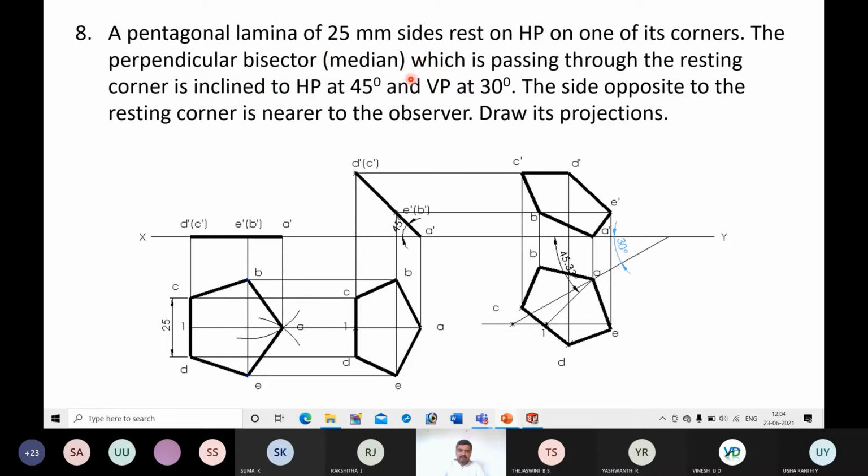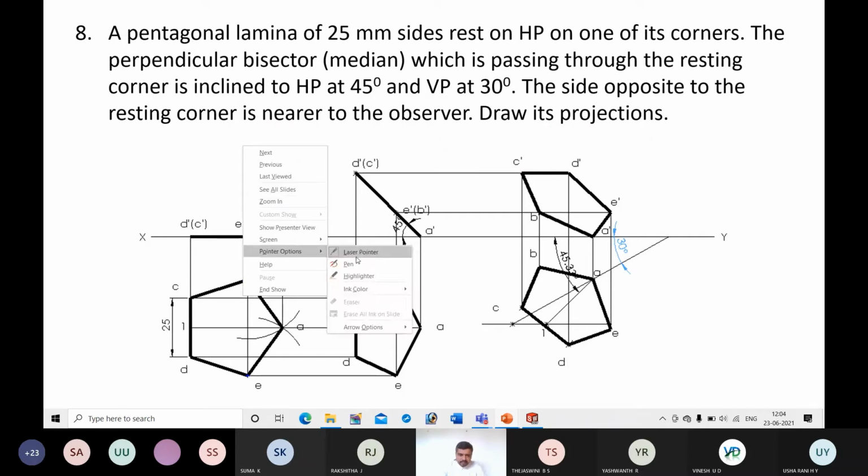The perpendicular bisector, which is passing through the resting corner, is inclined to HP at 45 degree and VP at 30 degree. The side opposite to the resting corner is nearer to the observer. Draw its projections. Okay, this is the given problem statement.